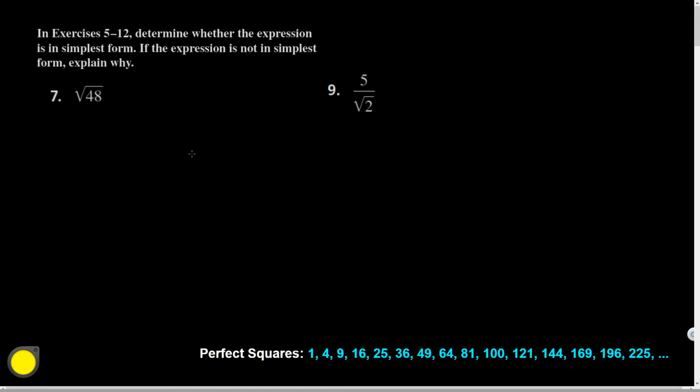Taking a look at last night's quest. This is from Alg1.09.01, talking about properties of radicals and cubed roots and simplifying things like that. Here we go. It says question 7, determine whether the expression is in simplest form. Explain why. And so is square root of 48 simplified? I'm going to say no, because 16 goes into it.